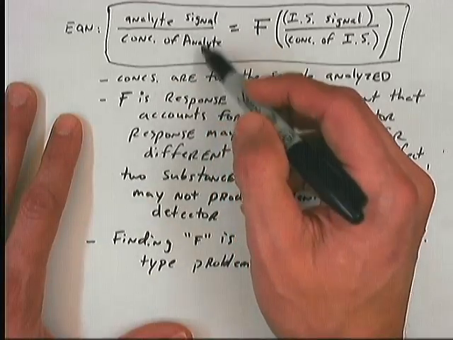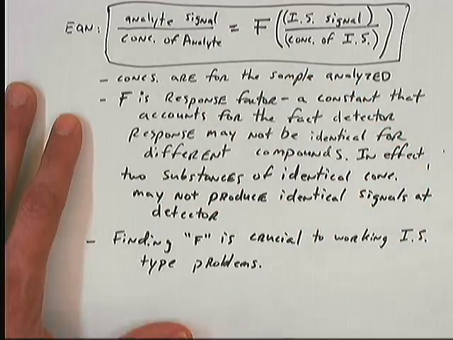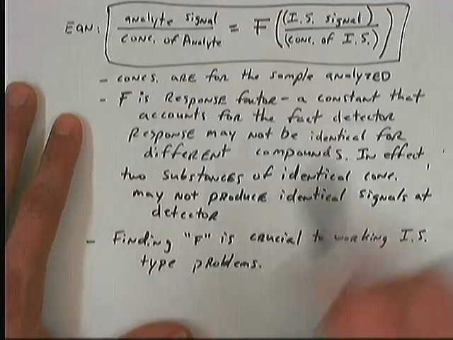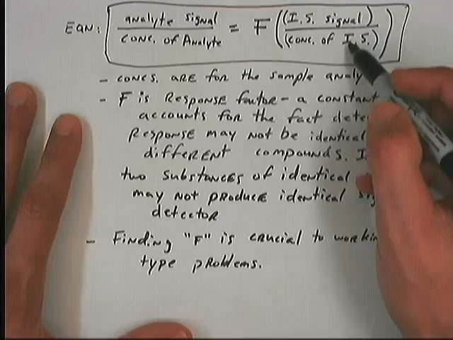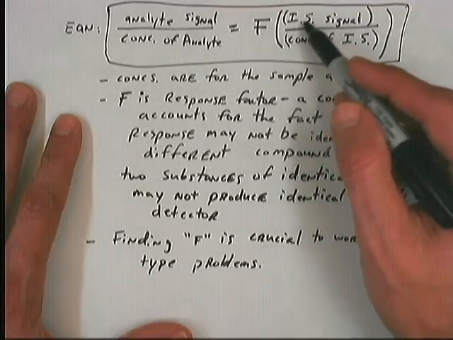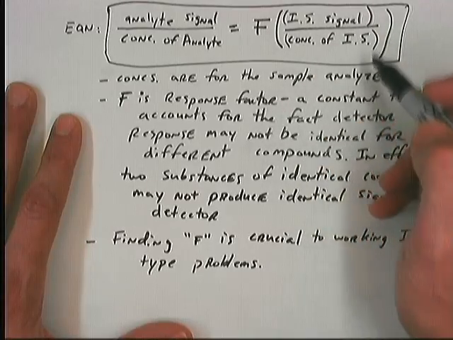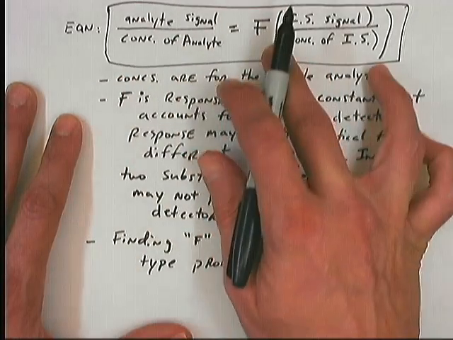Okay, so this is just the ratio of the signal to the concentration for one of the peaks in our chromatogram, or one of our signals. That one has to do with the analyte, what we're trying to measure. Over on the far right, then, is another ratio, signal to concentration, but this one has to do with the internal standard, IS. So the internal standard signal produced at our detector divided by the concentration of the internal standard. Now the only other term in this equation is F.